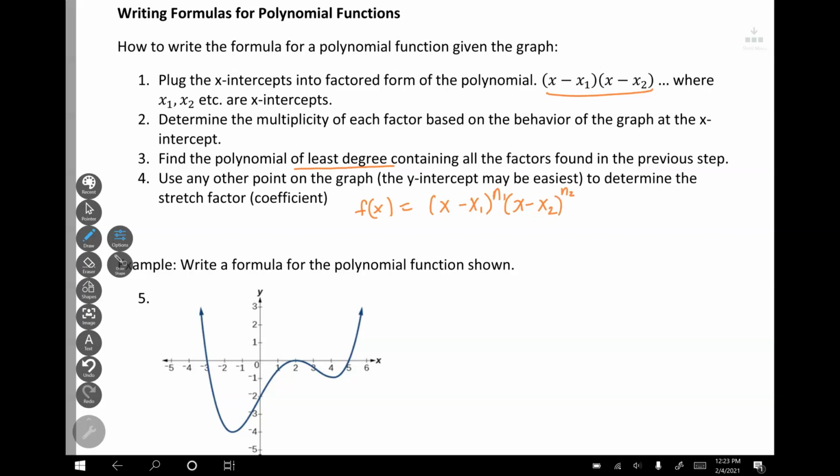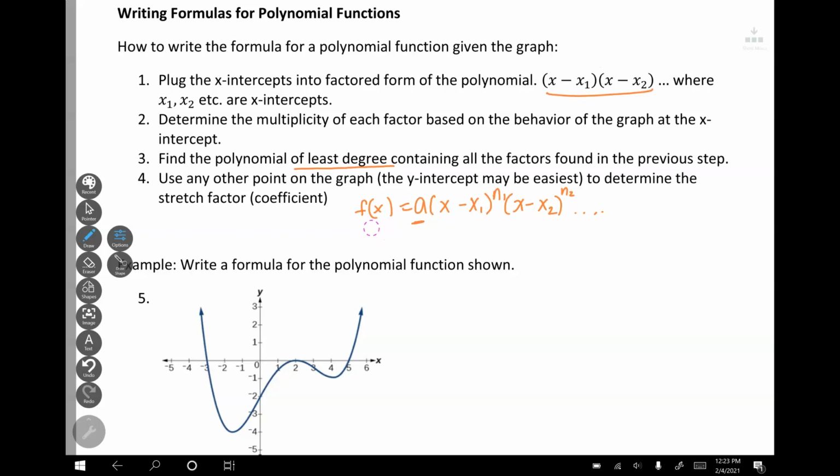Okay, but that's not necessarily the whole picture, right? It could have a stretch factor, and so that's going to be a coefficient here. So we can call that a, but what you're going to do after you have the polynomial in factored form is plug in one of the points that's on your graph and solve for a. Figure out what a should be. So if you use the y-intercept, then you're plugging in 0 for x and the y value, of course, for f of x, the y-intercept for f of x, and then you can solve for a.